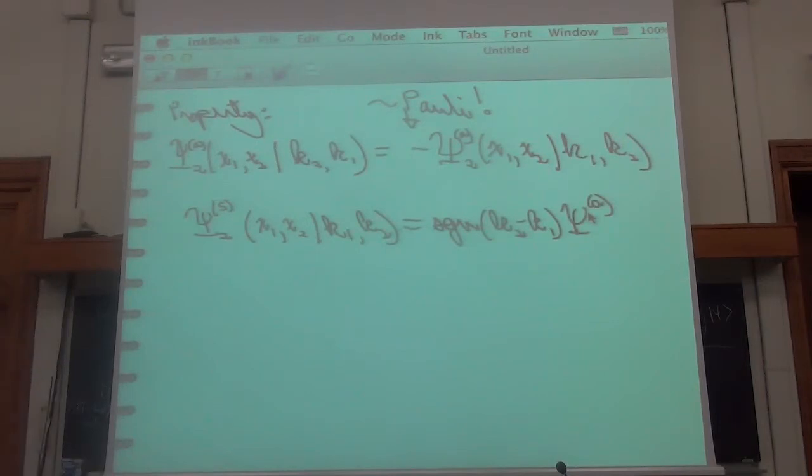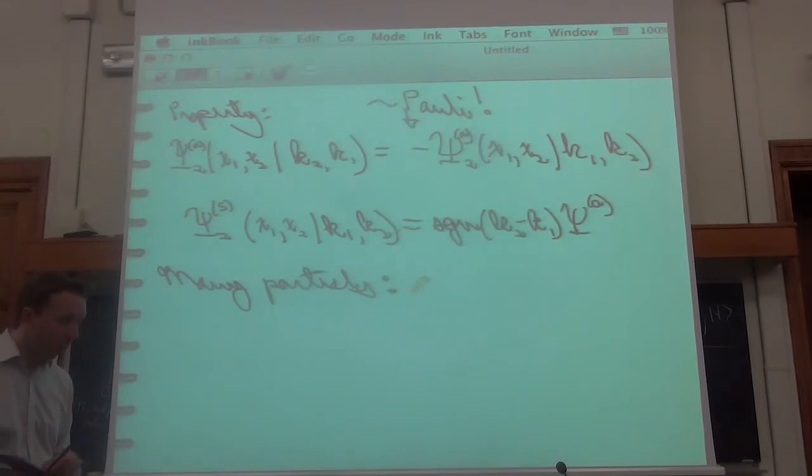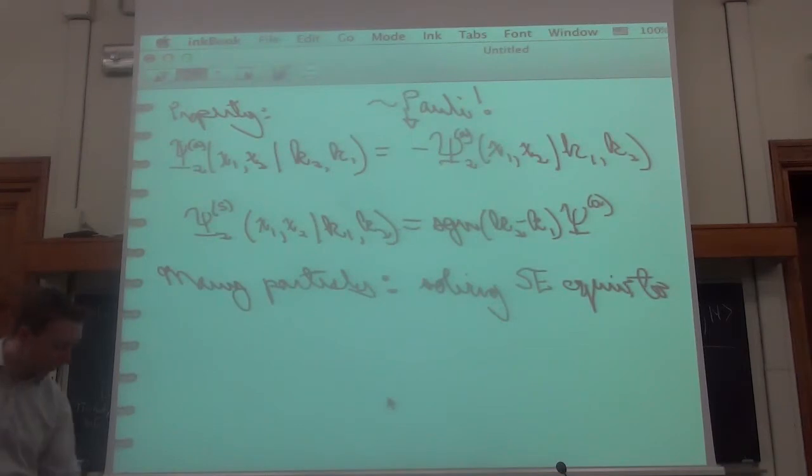Okay, now what we've done essentially is that we've given the template for the wave functions of two particles on the line. Now the first generalization that we would like to do is to consider an arbitrary number of particles. Okay, so let's just do that very quickly. If we now consider many particles, solving the Schrödinger equation is equivalent to solving the following system.